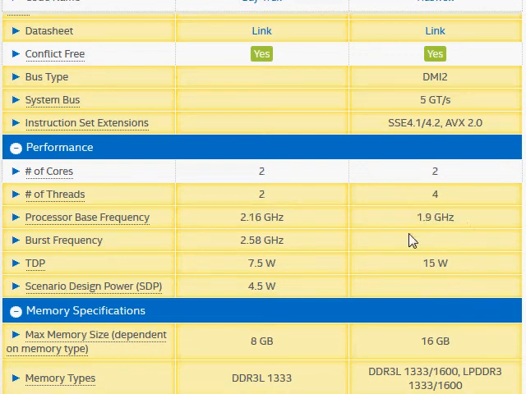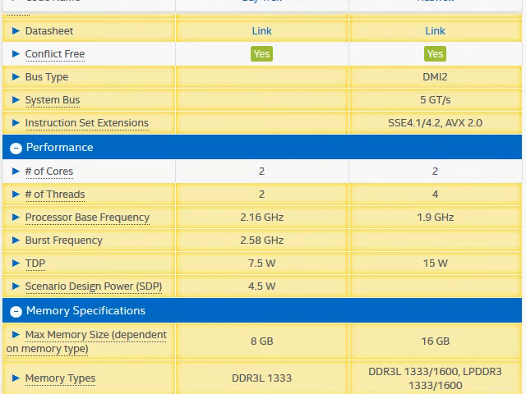Now the clock frequency, 2.16 versus 1.9 GHz, could be misleading. You may be tempted to assume that 2.16 GHz, a higher clock frequency, is better than 1.9 GHz. That's not actually the case. The Bay Trail, as I said, is power optimized, and it takes only 7.5 watts. That's the TDP rating. You are expected to make a cooling arrangement proportional to the power that the processor dissipates, and for Haswell it's 15 watts.